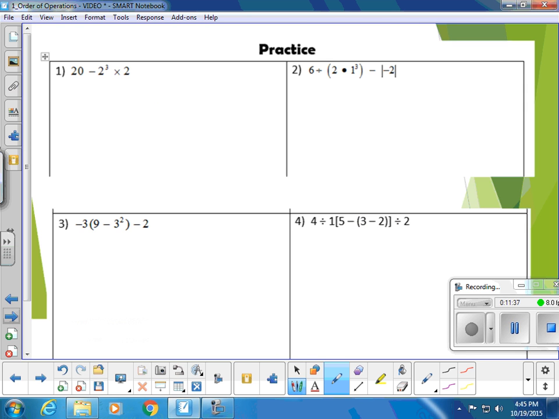Okay, let's do some more practice. We're not going to do all of these. Some of these you're going to do for your homework. Let's start by looking at number 1. Remember I said we're not using that x, so again I apologize. Make that x a multiplication dot, because that's how we write it in 7th grade. So looking at this, I'm going to write down PEMDAS so I don't forget what I got to do.